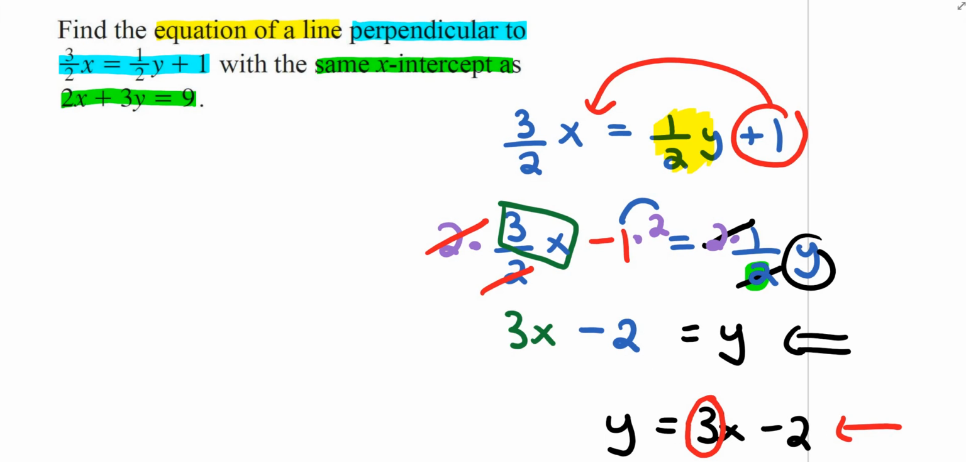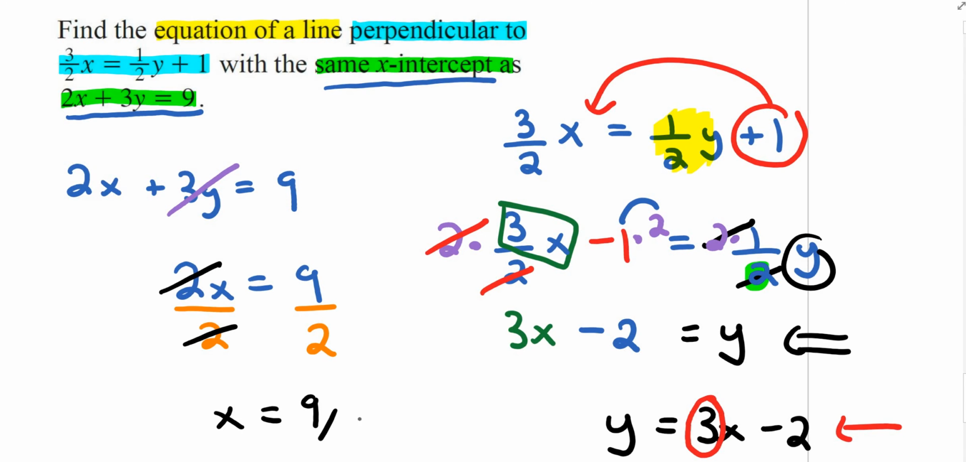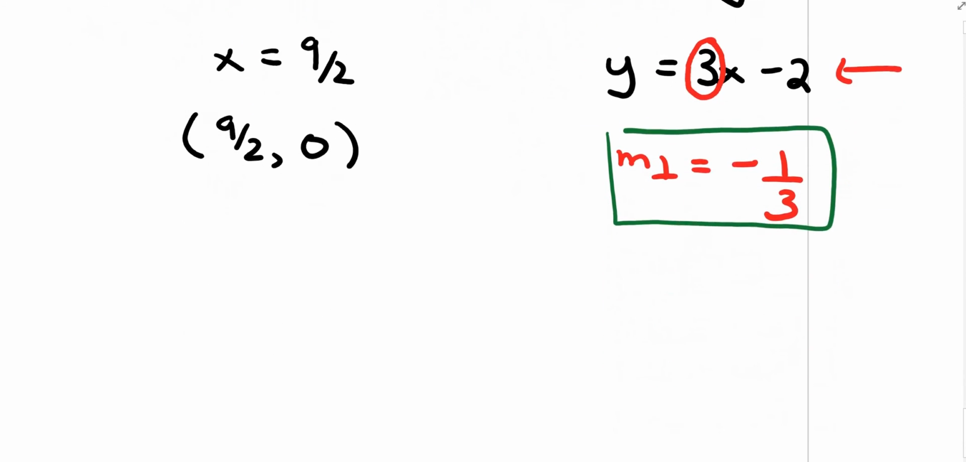It has the same x-intercept as this equation right here. Now, if it has the same x-intercept, you might just kind of recognize this pattern from all the previous questions, and that just means the y variable just goes to 0. And now we have 2x equals 9, and then we can divide both sides by 2. If I do that, the 2's cancel off, and x equals 9 over 2. So for the x-intercept, it's really 9 over 2, comma 0. Okay, and there you go.